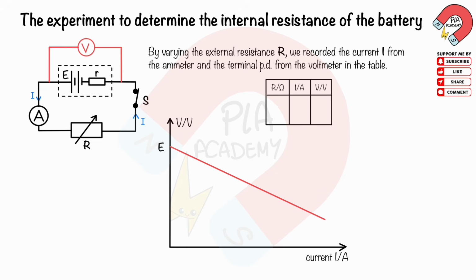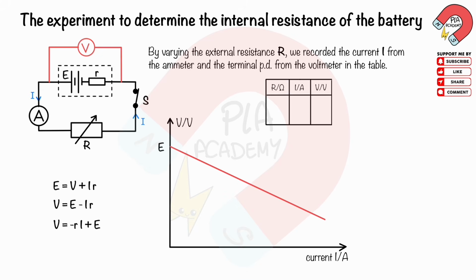The graph is a straight line with negative gradient, as shown. From the equation of the EMF, E equals V plus IR. We rearrange the equation as V equals E minus IR, and V equals negative RI plus E.